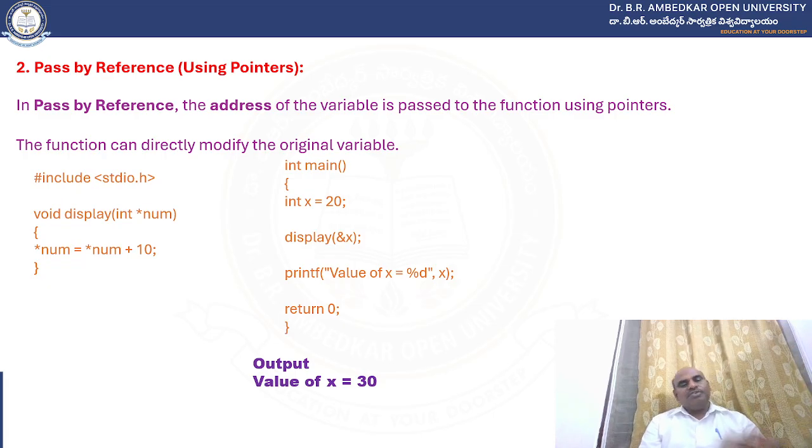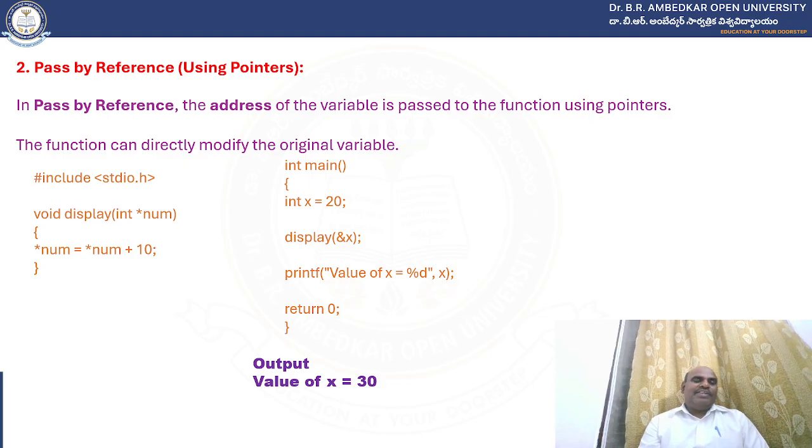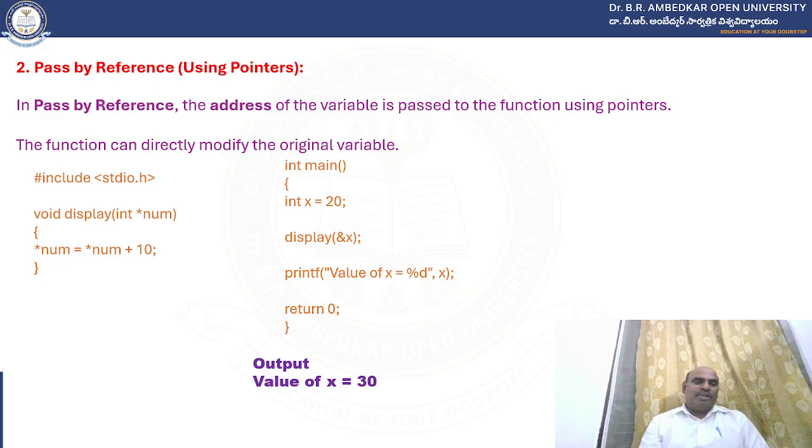Here in this same example, two functions are there. One is the main function on the right hand side. On the left hand side, there is a function called a user defined function, a subprogram. What is the name of this subprogram? Display. What is the type? Void. What is the pointer variable? int star number. Generally, we declare pointer variables as integer star and then the variable name. That's why the parameter we are passing is int star number.